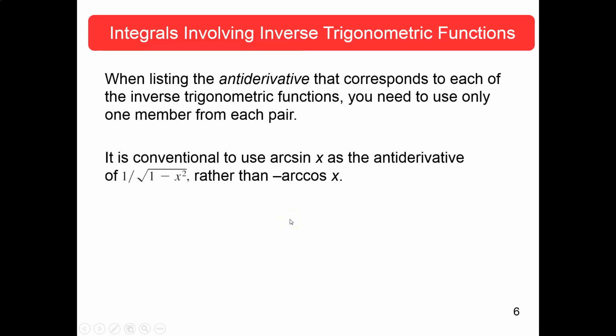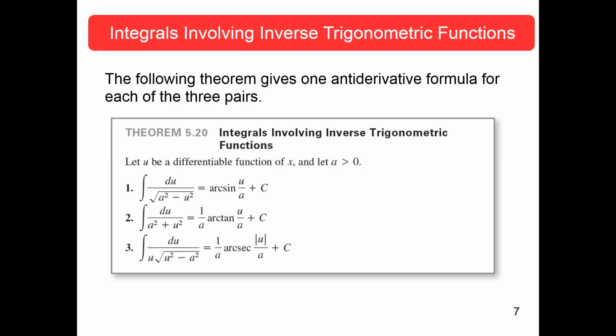The next pair, when using the antiderivative that corresponds to each of the inverse trig functions, you need only use one member from each pair. Use the positive, okay? The arc sine rather than negative arc cosine. Why throw an extra minus sign in there you're going to forget about? The minus signs are only there to trip you up, so don't get confused. Here's another pair, arc tangent.